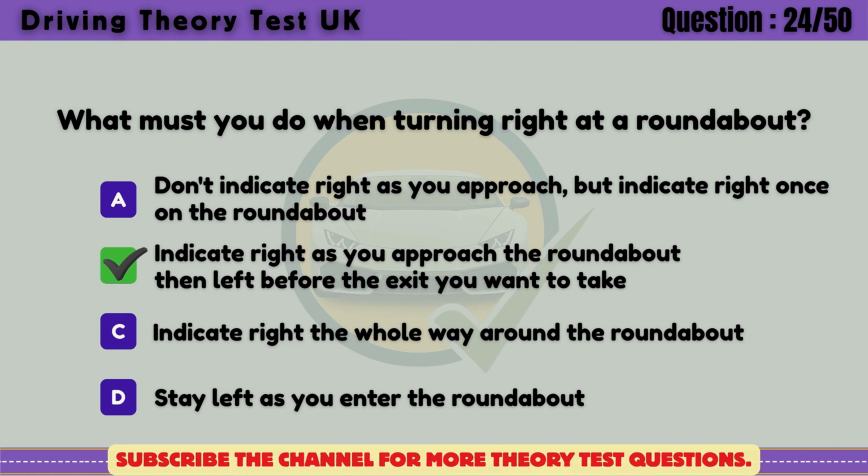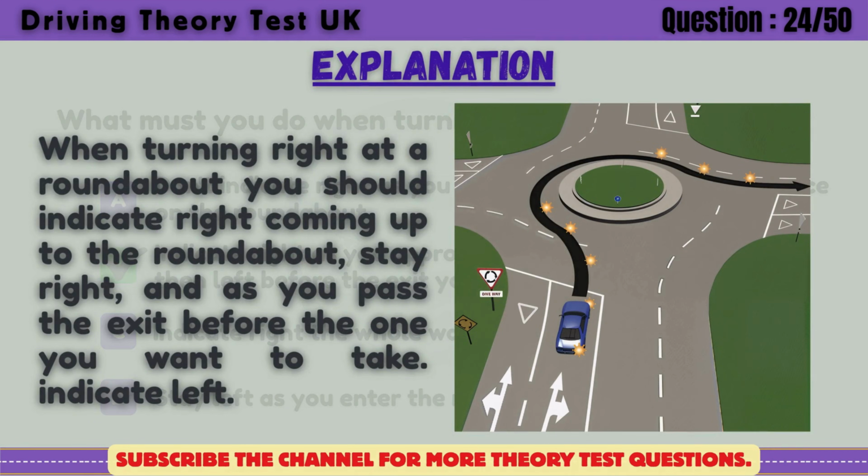Answer is B. Indicate right as you approach the roundabout, then left before the exit you want to take. When turning right at a roundabout, you should indicate right coming up to the roundabout, stay right, and as you pass the exit before the one you want to take, indicate left.